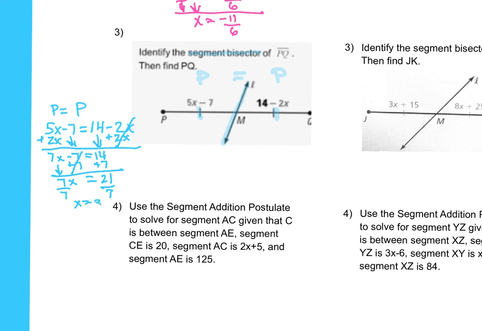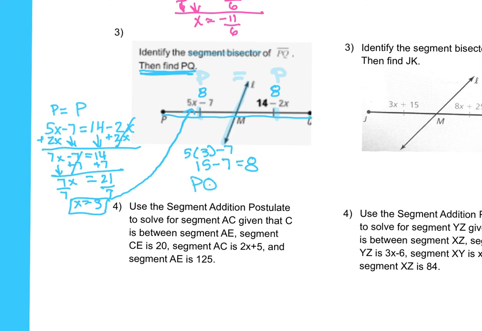21 divided by 7 is 3. Now, we got x equals 3, but that is not what they're asking us to do. We need to find PQ, so we are not done. We need to plug that 3 back in for our x. So if we do that, we would have 5 times 3 minus 7. 5 times 3 is 15, and then -7 would give us 8. So this part equals 8. Now remember, part equals part, so this part is also 8. And the whole thing, PQ, would be 8 plus 8. So PQ total equals 16.